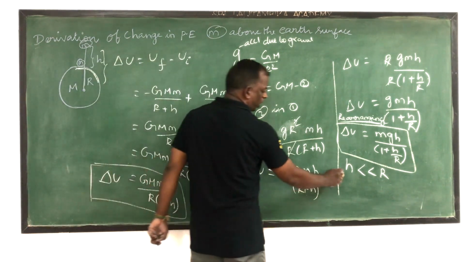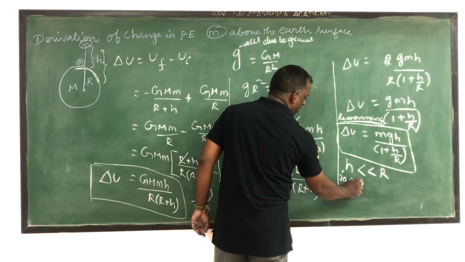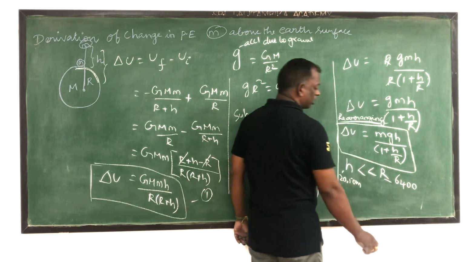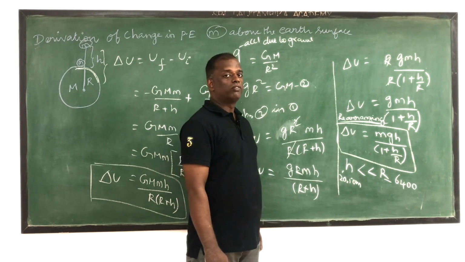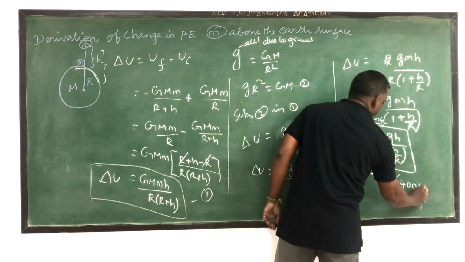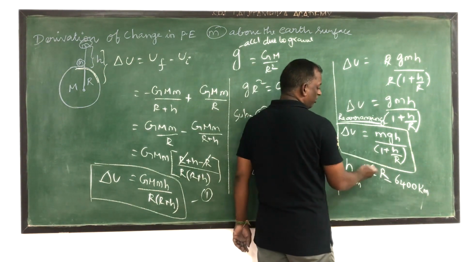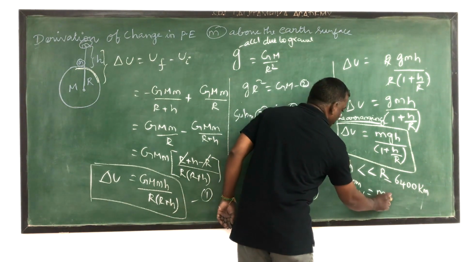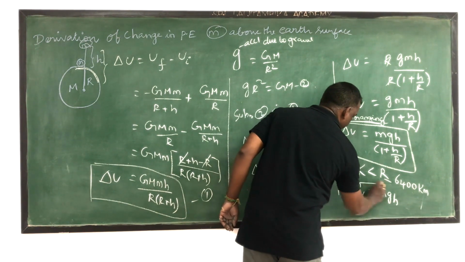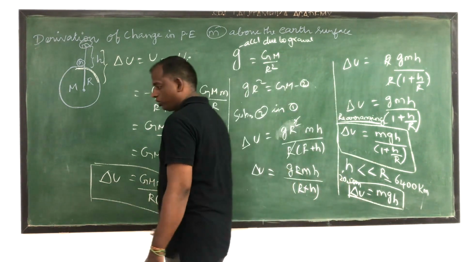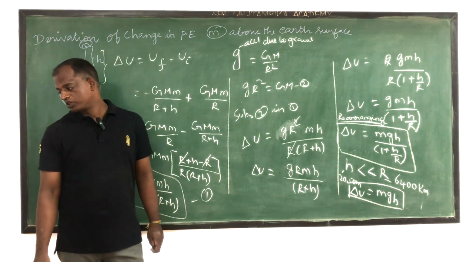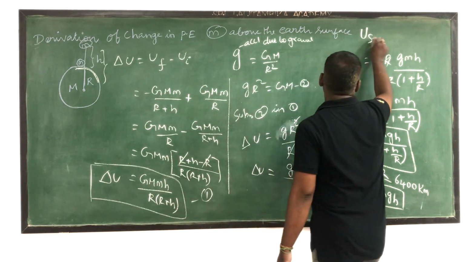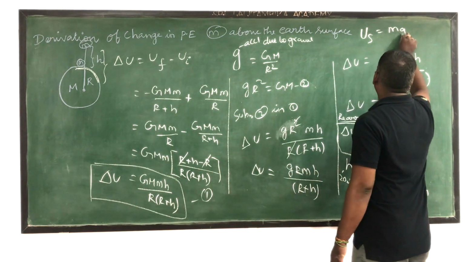The height h may be 240 meters or 50 meters, something like that. But r, the radius of the Earth, is 6,400 kilometers. So when comparing, we can neglect it and say that delta U is equal to m g h. So we can say that delta U is equal to m g h, or on the surface delta U is equal to m g h.